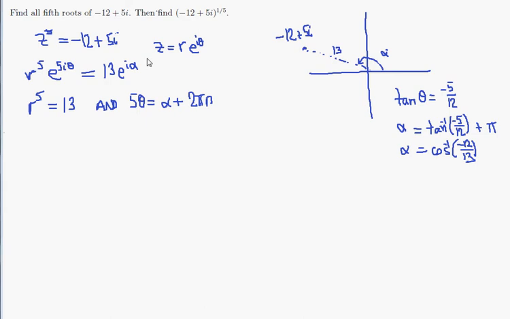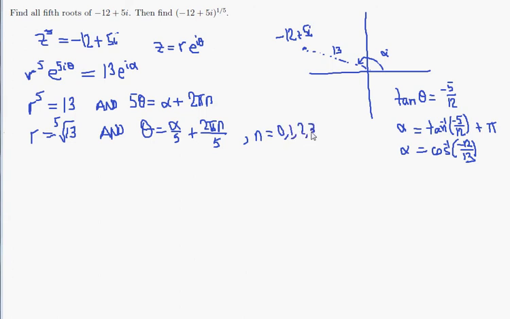So solving for r, we get that r is equal to the fifth root of 13. That's the modulus of z. And the angle has to be equal to alpha over 5 plus 2 pi n over 5, where n takes values between 0 and 4. So there are going to be 5 different values of theta, and hence 5 different solutions.